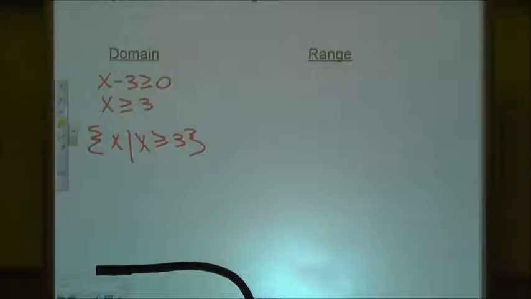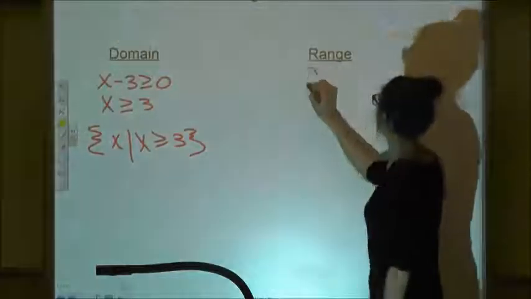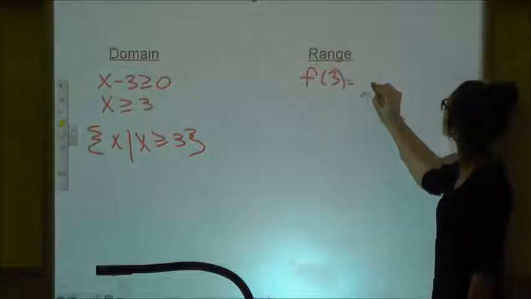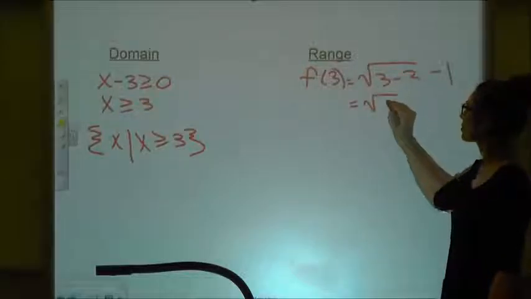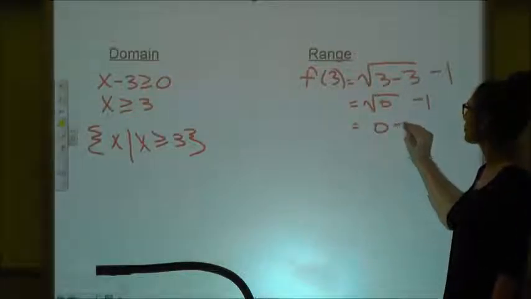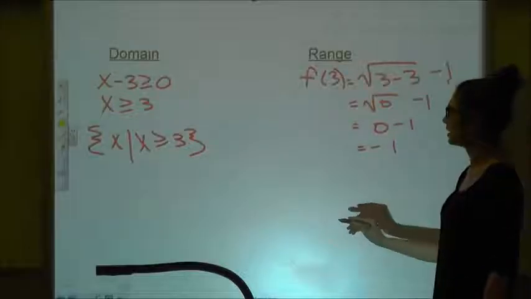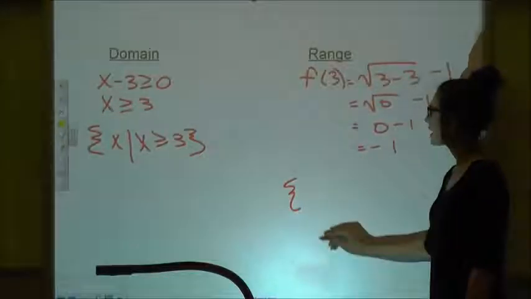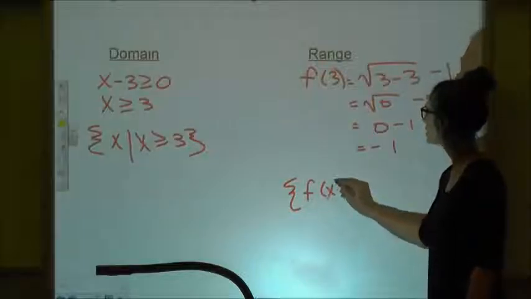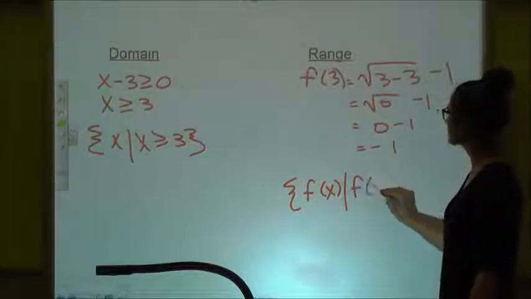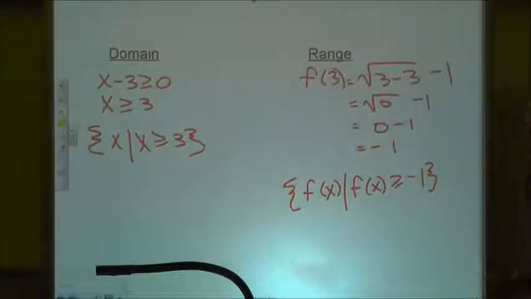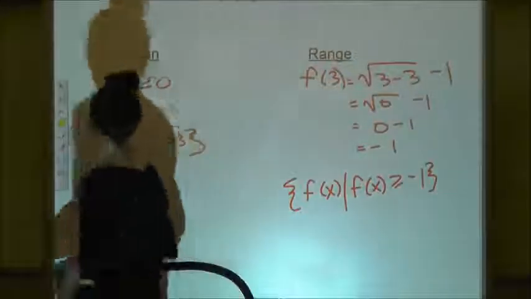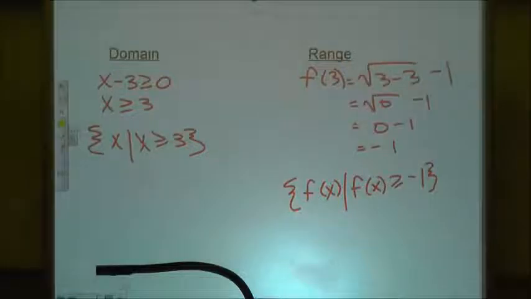For your range, you plug back in the 3. So you did f of 3 equals the square root of 3 minus 3, minus 1. That gives you the square root of 0 minus 1, which is 0 minus 1, which is negative 1. So you have brace f of x line f of x is greater than or equal to negative 1, close brace. How do we do? Good. Fabulous. Easy so far, right? Yeah.